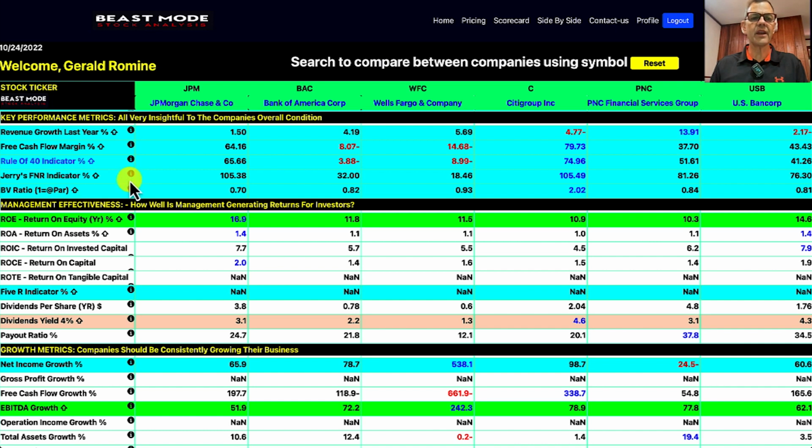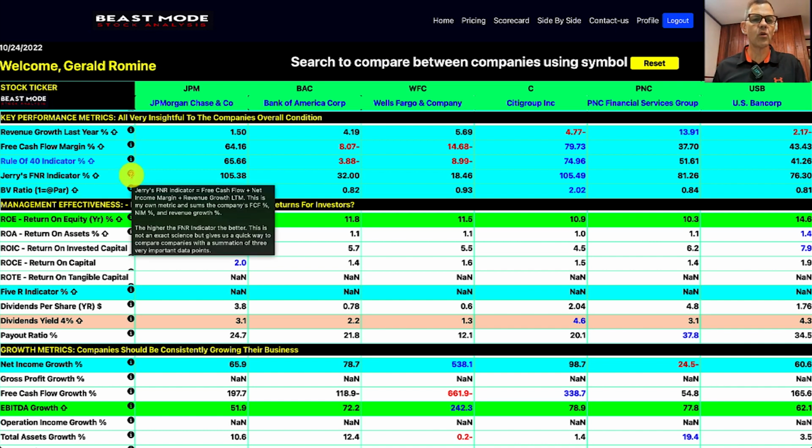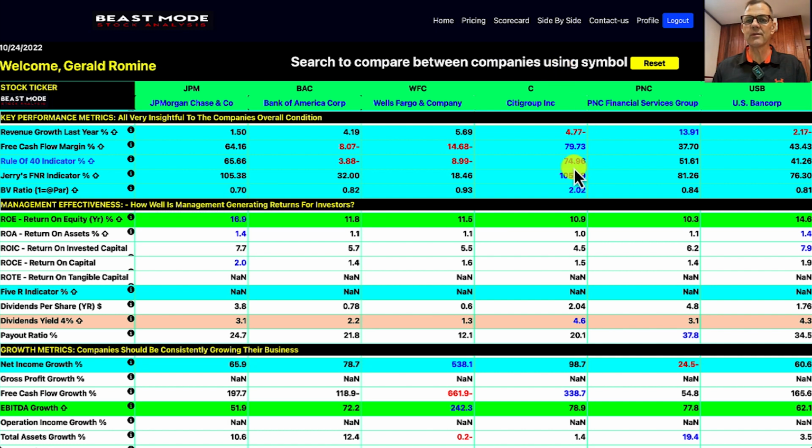The FNR indicator simply sums up the total of the free cash flow, the net income margin, and the revenue growth over the last 12 months. The higher that number, the better. And on this one, our winner again is going to be Citigroup.